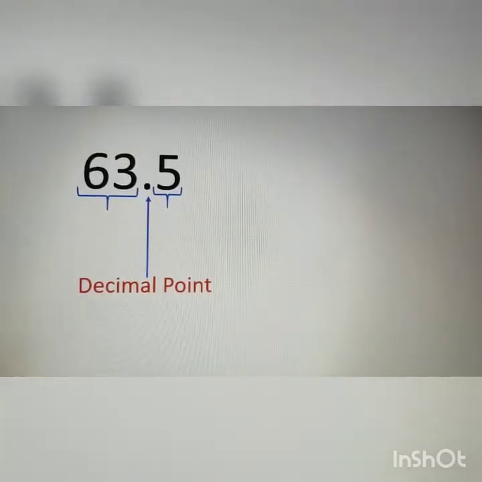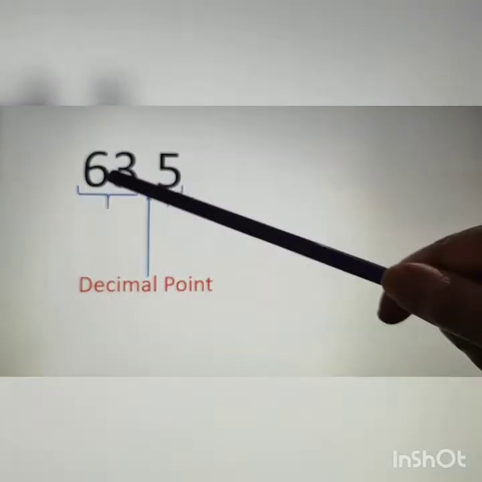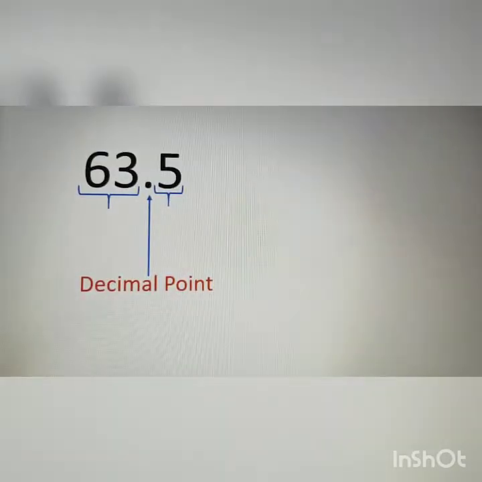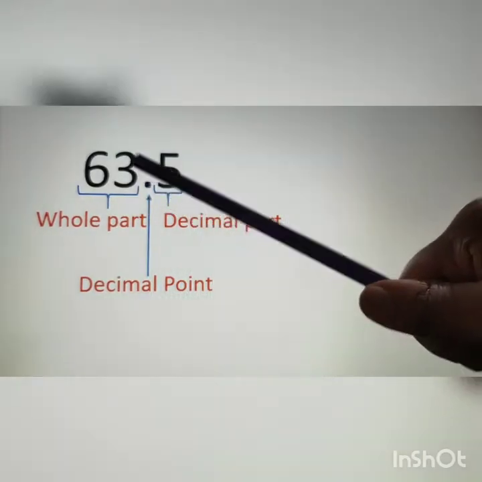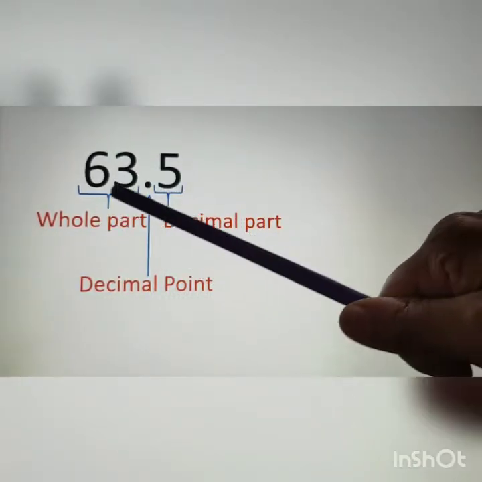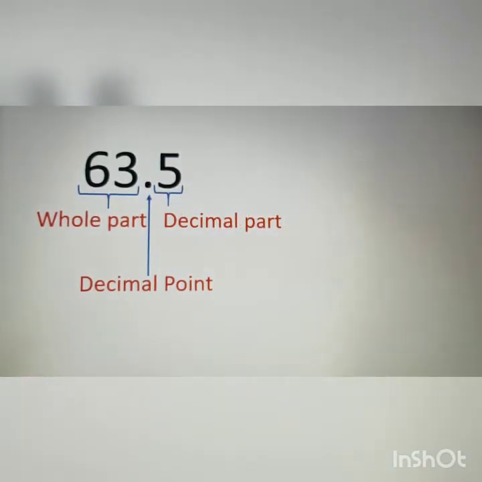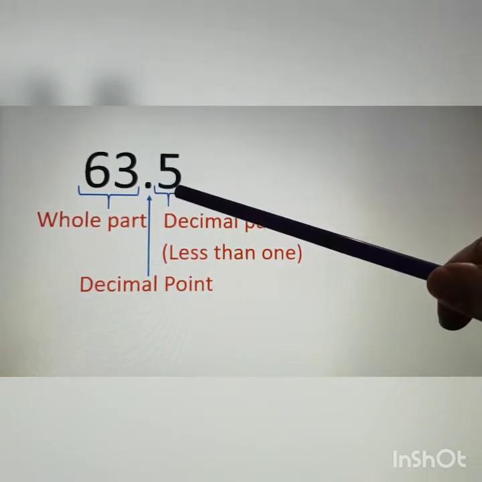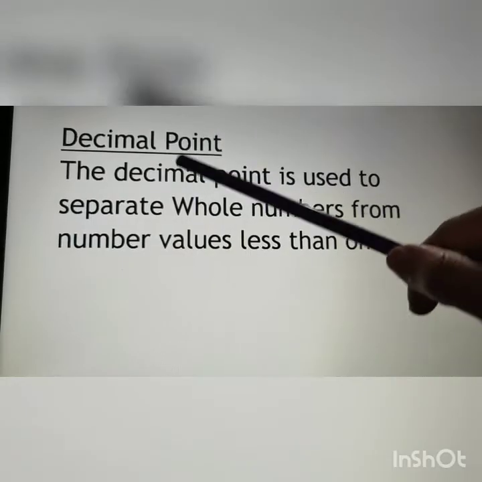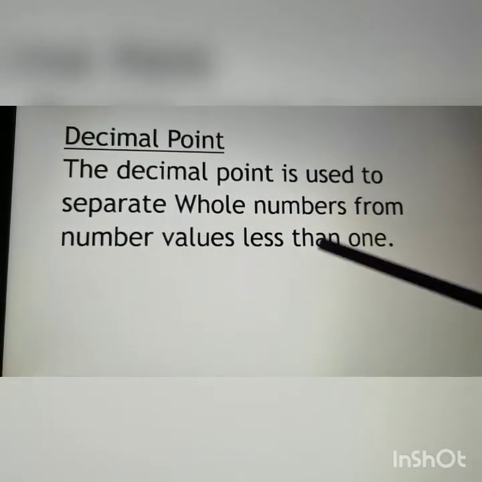Example 63.5. This point is called decimal point and this decimal point separates the number into two parts, whole part and decimal part. The numbers before the decimal point are the whole part and the numbers after this decimal point are the decimal part. And this decimal part is always less than 1. In 63.5, 0.5 is less than 1. The decimal point is used to separate whole numbers from the number values less than 1.